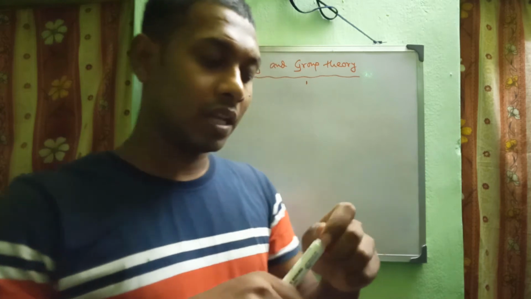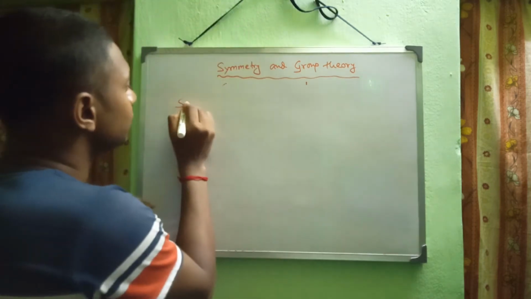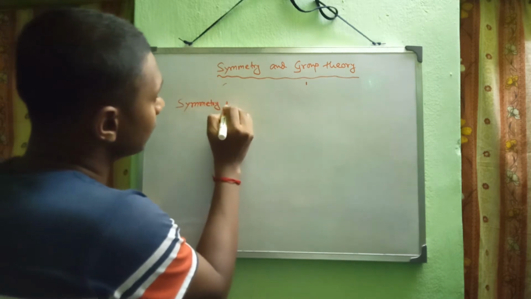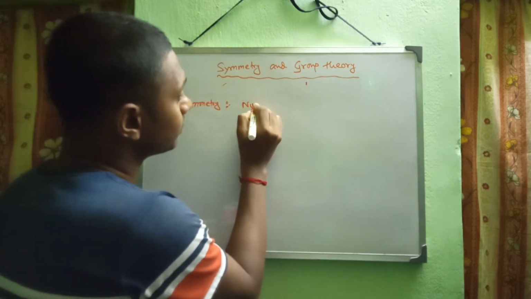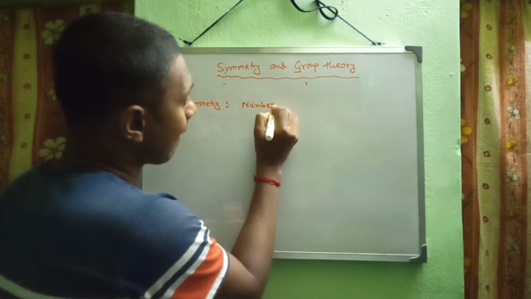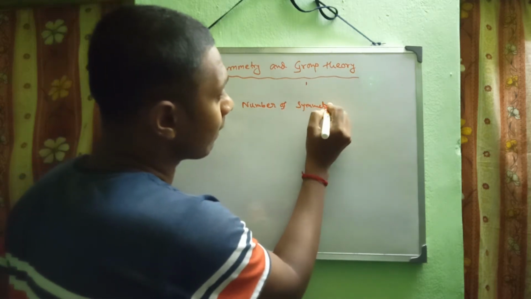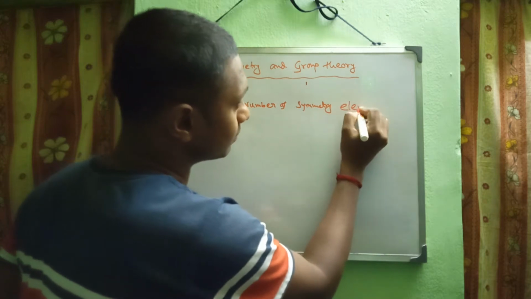Now, if you look at a butterfly, you see one half will be exactly the mirror image of the other half. So it consists of symmetry. Now, scientifically, symmetry is the number of symmetry elements.